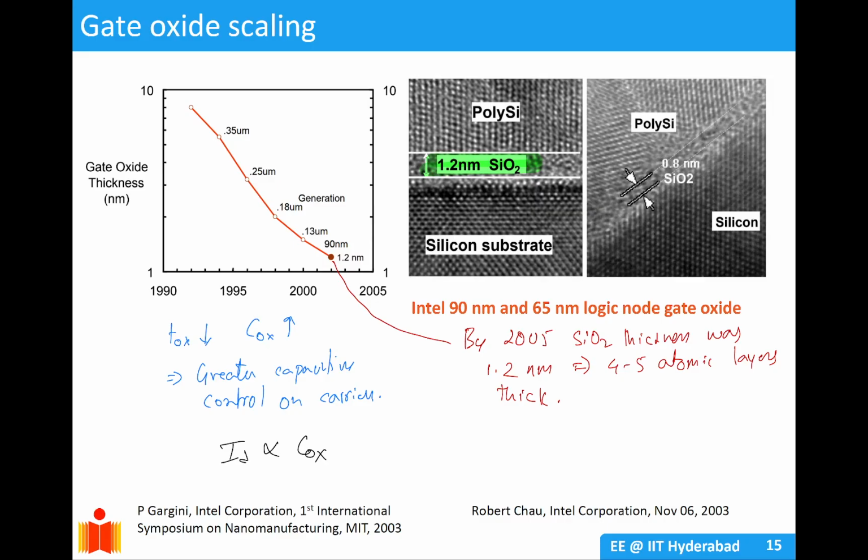So next is gate oxide scaling. So we just saw that as we reduce Tox, my Cox increases, and my difference between Cmin and Cmax also increases. So that means I have greater capacitance control on the carriers. But another problem is that my ID is proportional to Cox. So as my Cox increases, my current also increases.